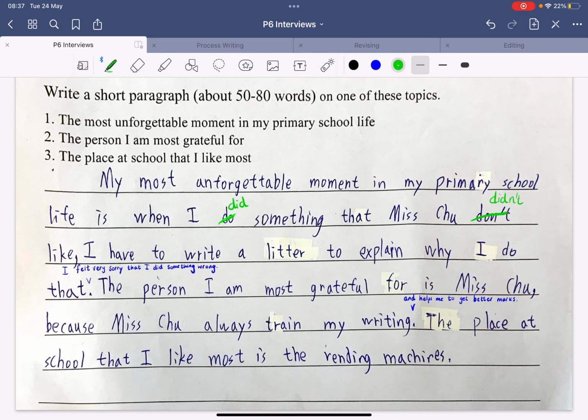Okay, now P6, I know that now there's a problem with past tense, so I want to go all the way through and change it to past tense. I had to write a letter to explain why I did that. The person that I am most grateful for.